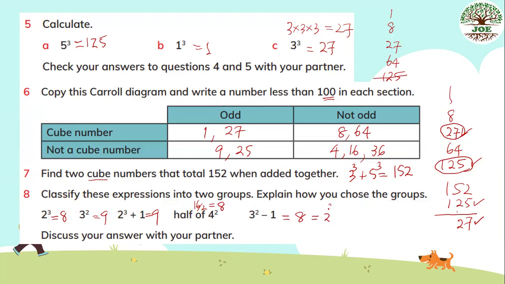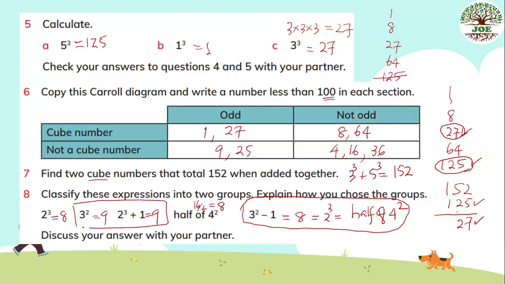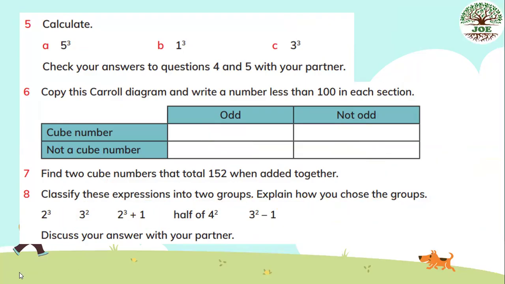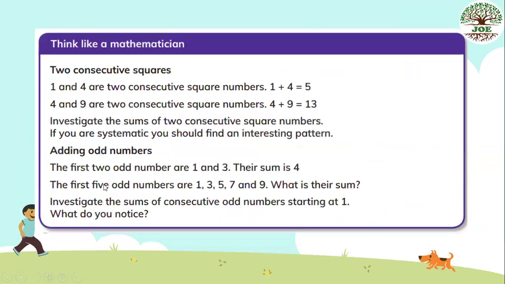So 8 are 2 cubed and half of 4 squared. They are 8. This is one group. And the rest two, 3 square and 2 cubed plus 1, are 9. There are 8 and 9, two groups. Discuss your answer with your partner. It's not very hard, you can do it. Think like a mathematician. This is the end of exercise 2.2.